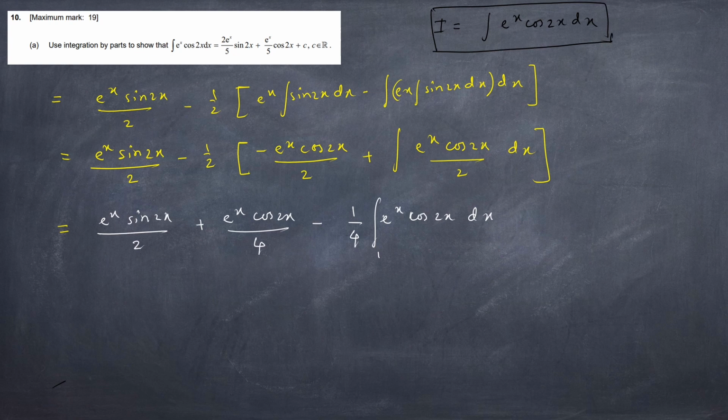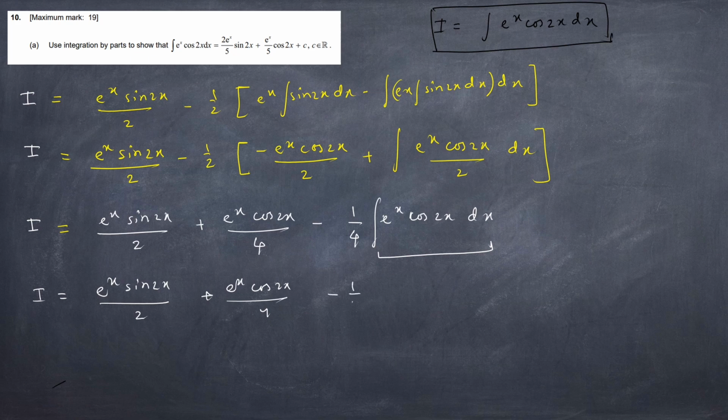Now just see this part. This part is ultimately I. So we are finding I. I is the integration that we have already considered, that is I is equal to integration e to the power x cos 2x dx. So ultimately this part again will be I. So we can write I equals e to the power x sine 2x by 2 plus e to the power x cos 2x by 4 minus 1 by 4 I.